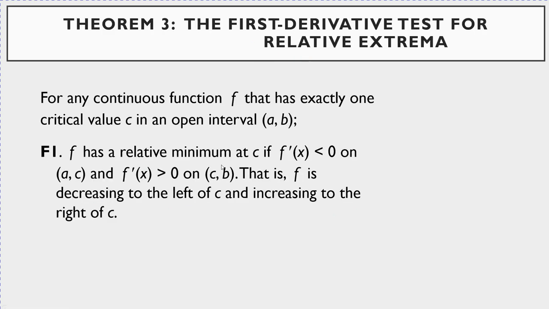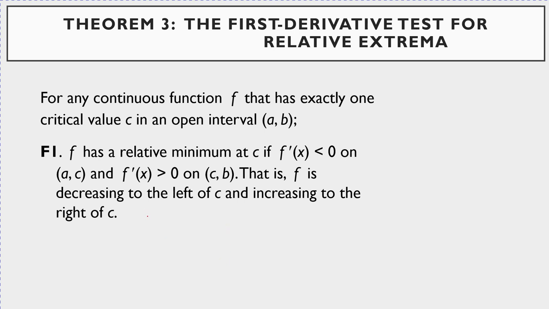So this is what's called the first derivative test for relative extrema. For any continuous function f that has exactly one critical value c in an open interval, the first case is that f has a relative min at c if the first derivative is less than 0 on a to c, and then it's positive on c to b. That's a little confusing. What that means is it's decreasing to the left of c and then increasing to the right.